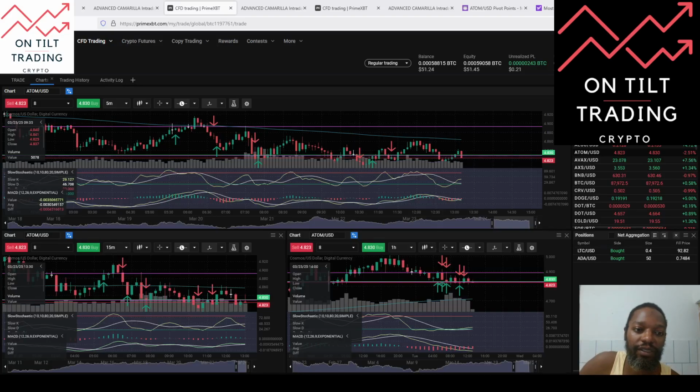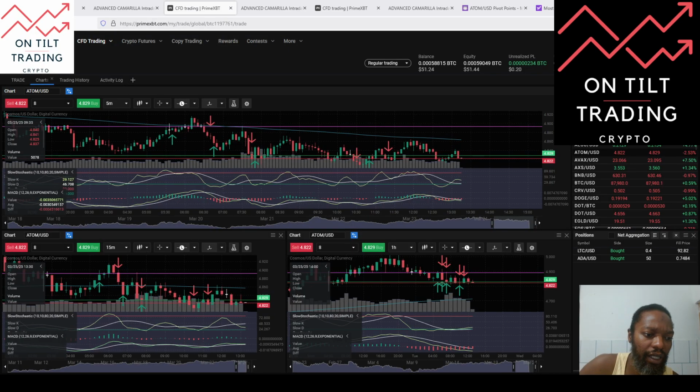The Camarilla pivot system I have experience with, but I'm trying to use it in conjunction with market structure to really get the most out of it. So using the 15 for this structure, this would be the strong low, since we have a breakout above this level here. So this would be the last strong low, which I would need to base my stop loss off of if I want to take an entry here.